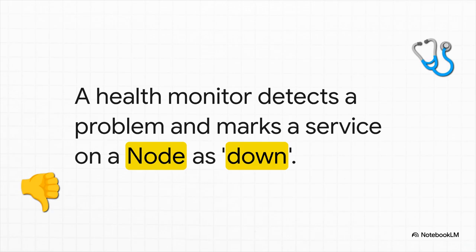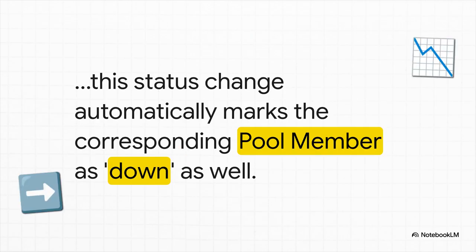Let's say a check fails. The web service on a server isn't responding. The monitor immediately marks that specific service as down. Since that service is the pool member, the system instantly flags that pool member as down, too. No questions asked. It's no longer a valid place to send any traffic.